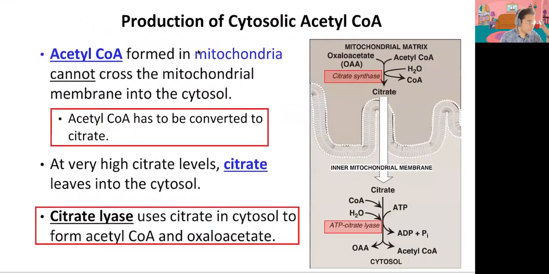Production of cytosolic acetyl-CoA, guess what? It happens at the mitochondrial level. So acetyl-CoA is formed in the mitochondria and cannot cross the mitochondrial membrane. So it has to be converted into citrate, and citrate can then be shuttled in. And citrate lyase, once it's in the cytosol, can convert it back into acetyl-CoA and oxaloacetate.